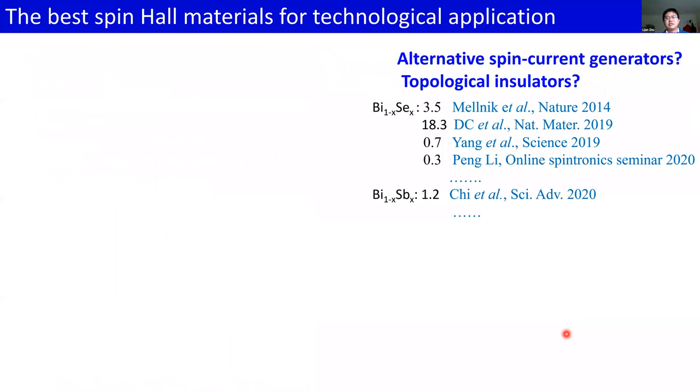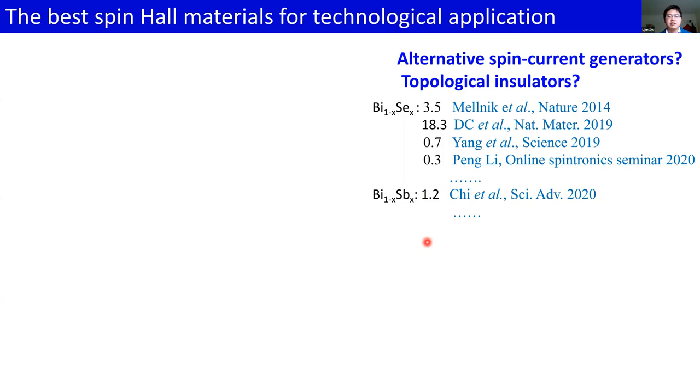In this circumstance, we might think about alternative spin current generators, for example, topological insulators. Bismuth selenide and bismuth antimony have been recently reported to have spin Hall ratios that can be even larger than one in some cases. This is very attractive.